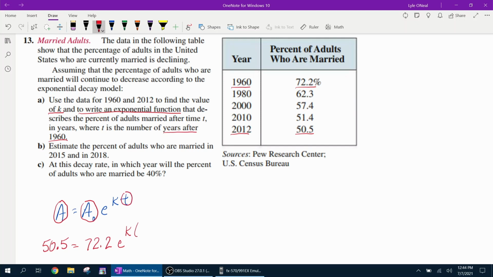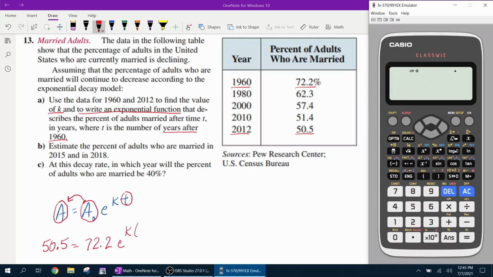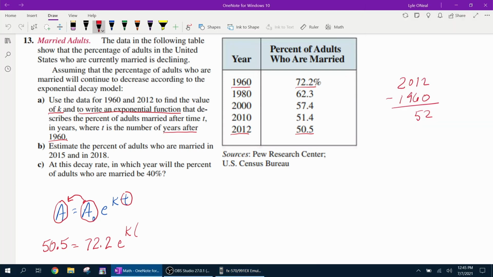Then we're going to have e to the k, remember k is what we're looking for, times t. Now this t is the amount of time that it takes to get from the initial amount to the final amount, which means we need to take our final time and subtract our initial time to give us how many years it took to get there. With the calculator, 2012 minus 1960, 52 years. And so that's what we're going to plug in for t, and then we're going to solve for k.